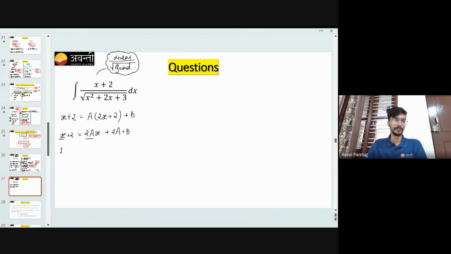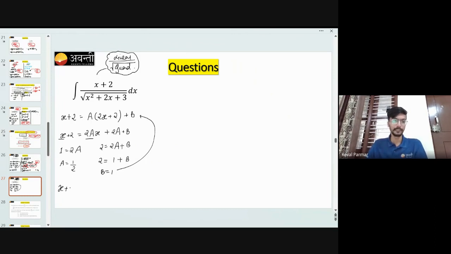So that means 1 is equal to 2a, and that means a equals 1 upon 2. And if we compare here, 2 is equal to 2a plus b. That means 2 is equal to 2a, whose value was 1, plus b. That means I got b as 1. If we substitute both of them here, what will I get?